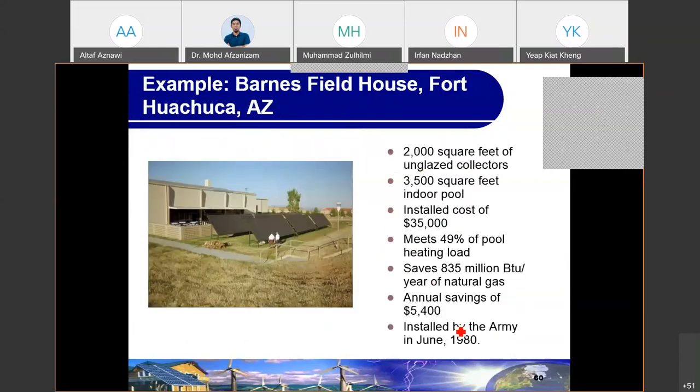Okay, so this is another sample of the application of solar thermal. We just go through it roughly. The diagram: 2000 square feet of collector, using angles. 35 square feet indoor install, meets 49% of load, saves 85 million BTU. Saving 5,400 install. So, here is another sample of a solar thermal collector.